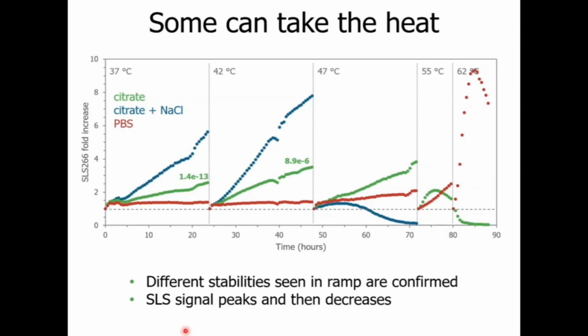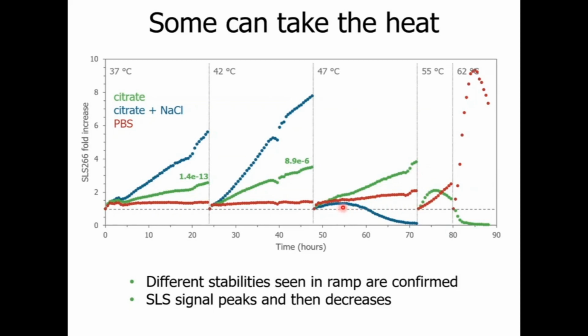What I find noteworthy here, though, is that in the citrate and sodium chloride condition, the aggregation temperature was 59 degrees, but we already see significant aggregation at 37 and 42, and actually aggregation peaks after storing the sample at 47 degrees for a couple of hours. The citrate condition had a T-agg of 65 degrees Celsius, but sometime at 55 already maxes out the SLS increase.